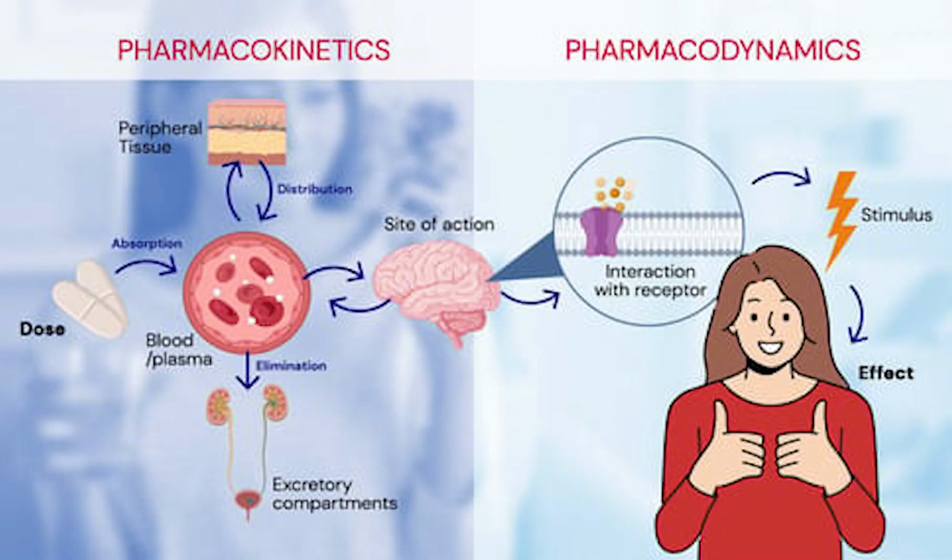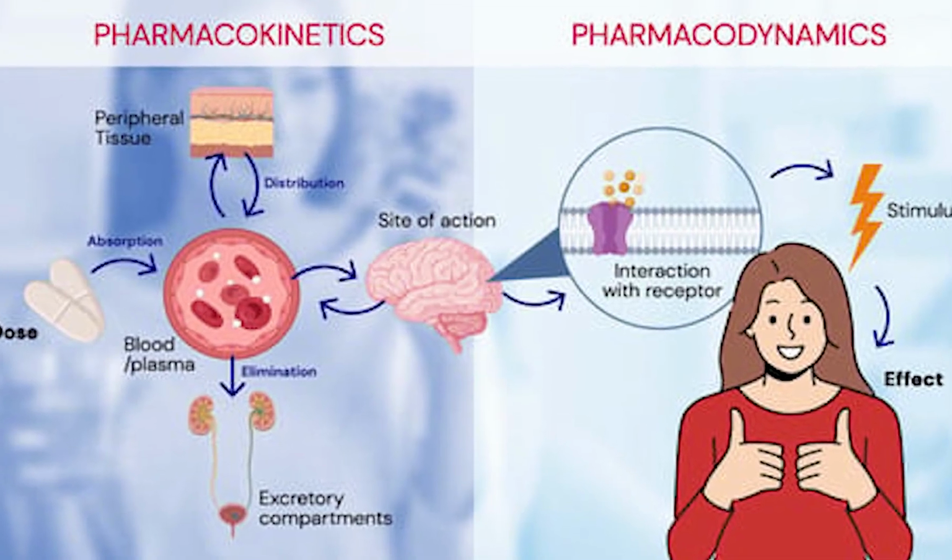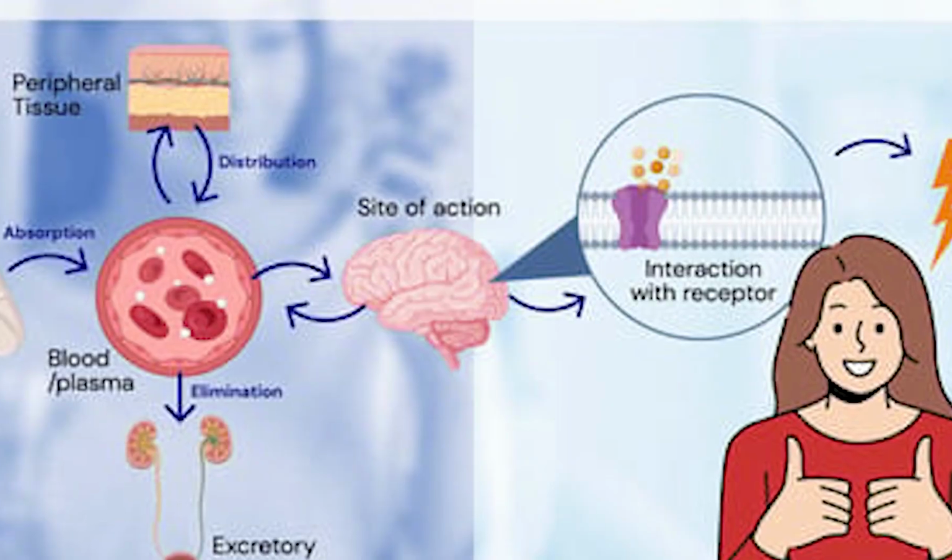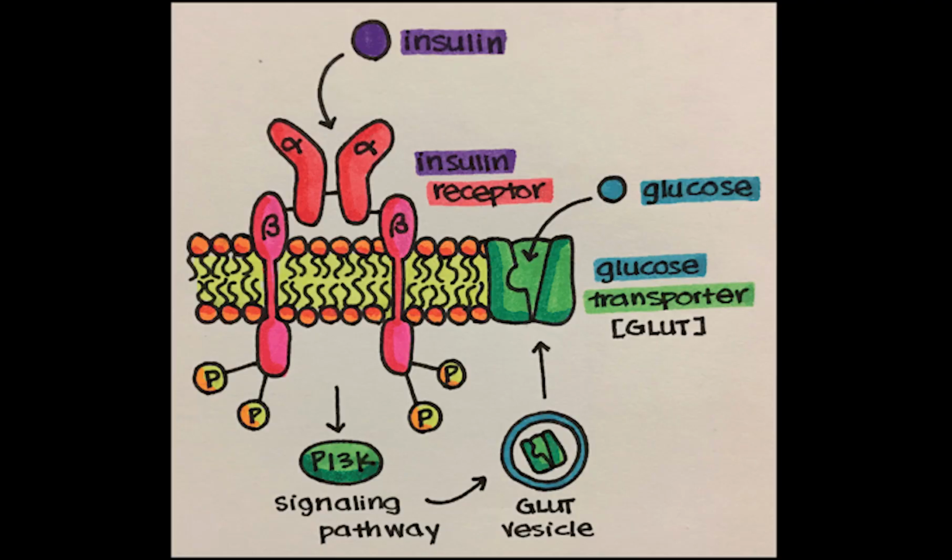NSAIDs work by blocking enzymes called COX-1 and COX-2. These enzymes help produce substances called prostaglandins, which trigger inflammation, pain, and fever. By reducing prostaglandins, NSAIDs lower inflammation and ease both acute and chronic pain, especially pain related to swelling, injury, or conditions like arthritis. However, NSAIDs also come with risks. They can irritate the stomach lining, affect kidney function, and, in some cases, impact the heart or blood clotting. So they're used thoughtfully, especially in long-term treatment.